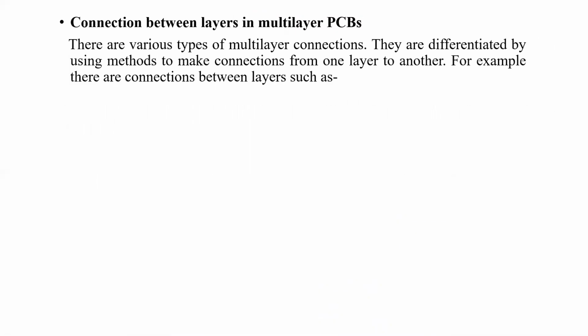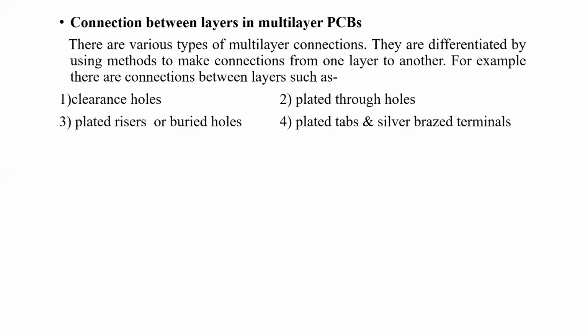So, connection between layers in a multi-layer PCB. There are various types of multi-layer connections. They are differentiated by the methods used to make connection from one layer to another. For example, there are connections between layers such as clearance holes, plated through holes, plated risers or buried holes, plated taps, and silver bridge terminals.